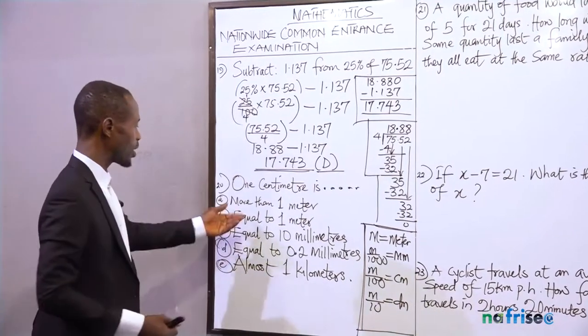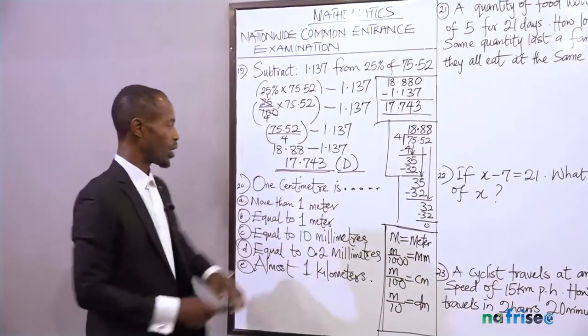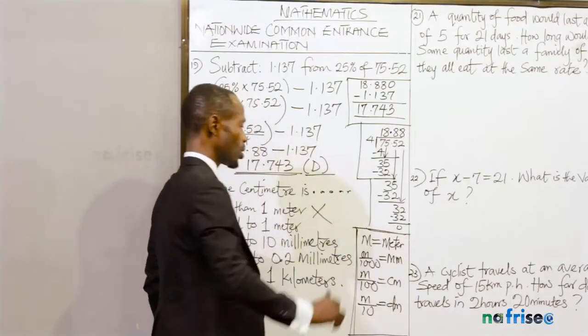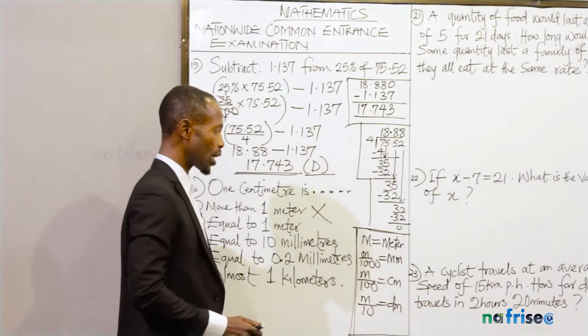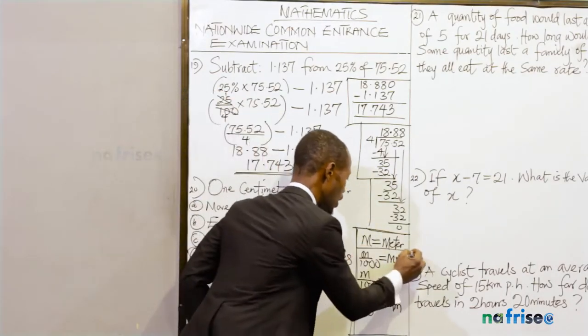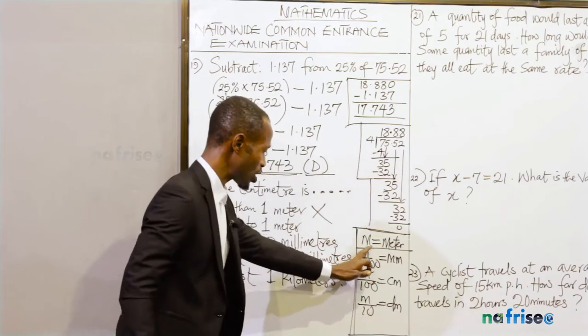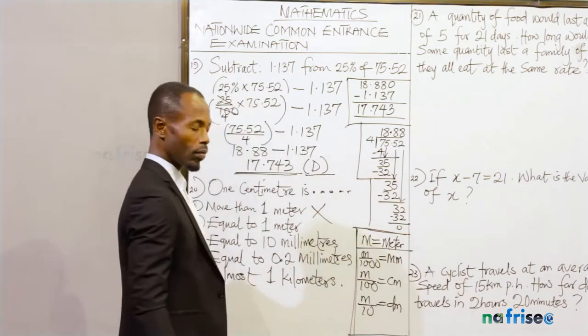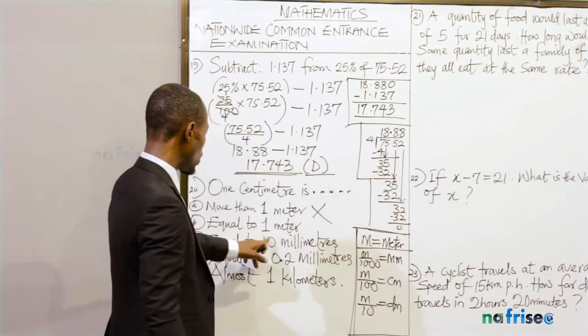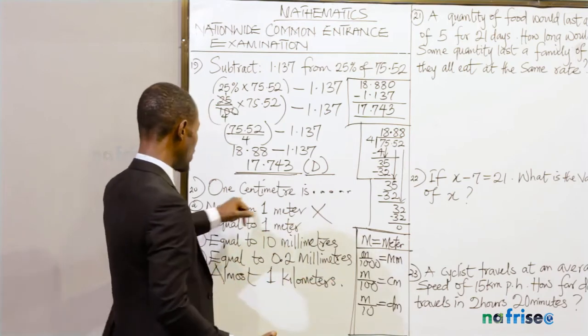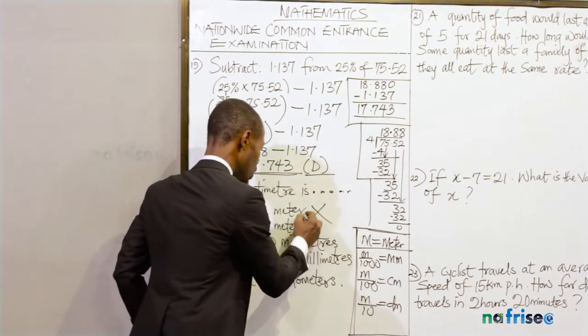Let's see. They say a millimeter is what? More than 1 meter. Nope, this cannot be true. A millimeter cannot be more than 1 meter. Meter is the SI unit for distance, and the other remaining three are smaller than it. Let's go to the second one: 1 centimeter is equal to 1 meter? How can that be? No, it cannot be this one.